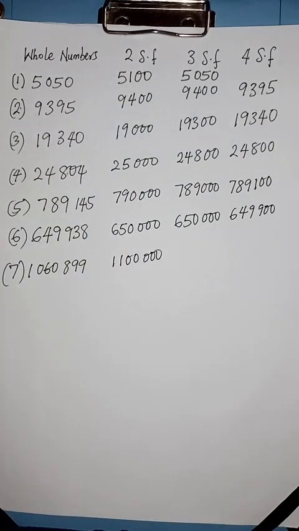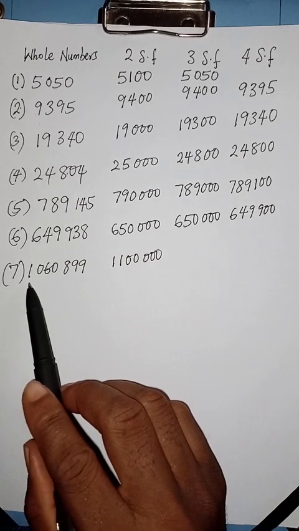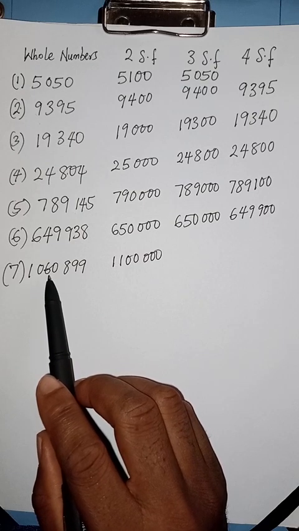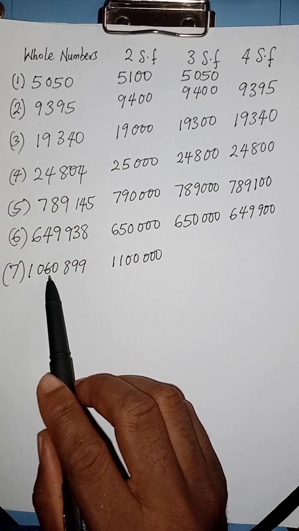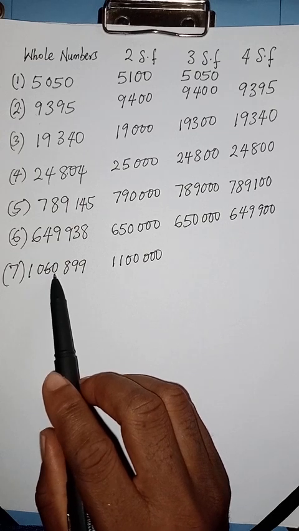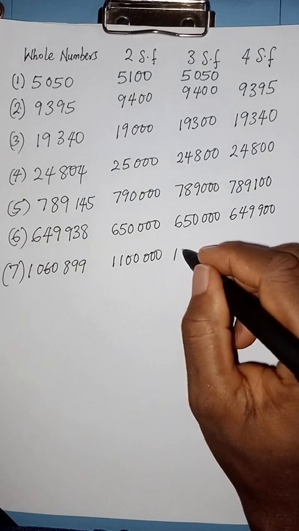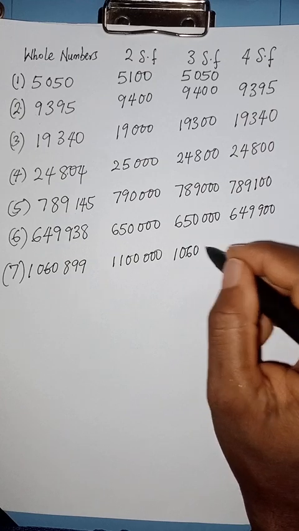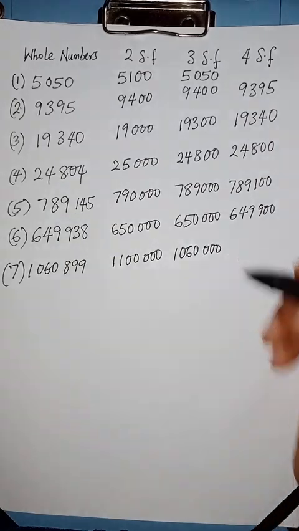That's your answer. Then to three significant figures, 1, 0, 6 are the three significant figures. Now you check the digit after the third significant figure. It is 0. I'm rounding down. So I'll write 1, 0, 6. Then convert every other digit to 0, 0, 0.